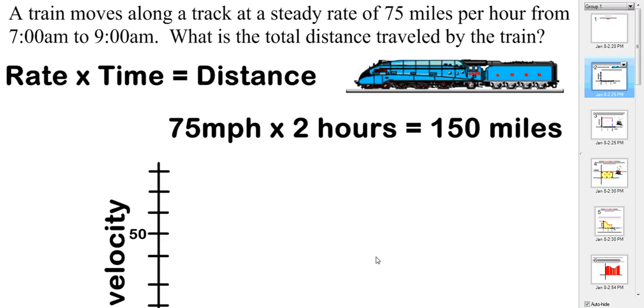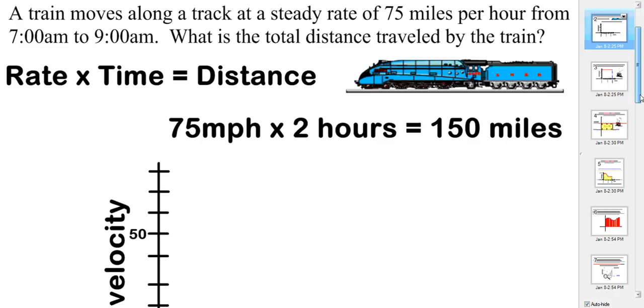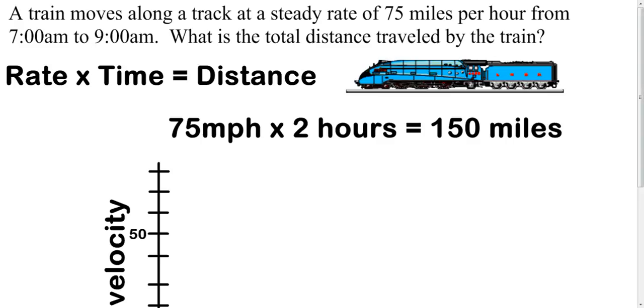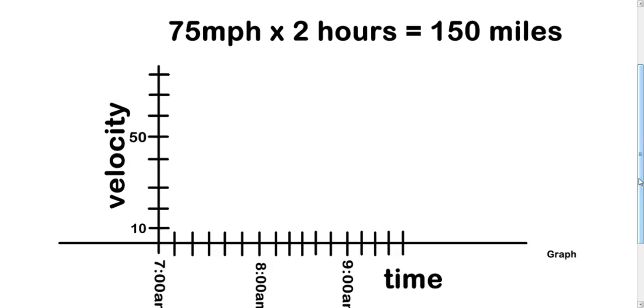Clearly, you can figure that out. Rate times time equals distance. So I can take 75 miles per hour times 2 hours and get 150 miles. If we think about graphing that problem, what it would look like is this. Okay, my steady speed is 75 miles an hour. So this is 50, 60, 75 miles an hour would be something like that.